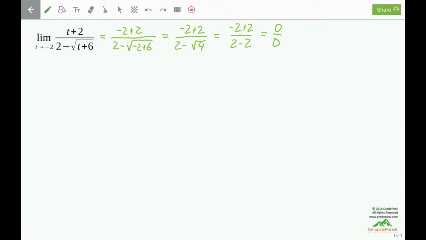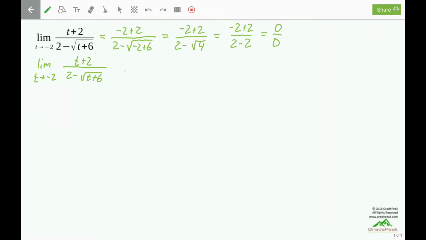Since we have a root combination, a root involving t in some way, added or subtracted together with at least one more term, we have that going on right here in the denominator. We're going to be able to do the root conjugate method. So I'm going to rewrite this limit exactly as we see it. Limit as t goes to -2 of t plus 2 over 2 minus the square root of t plus 6.